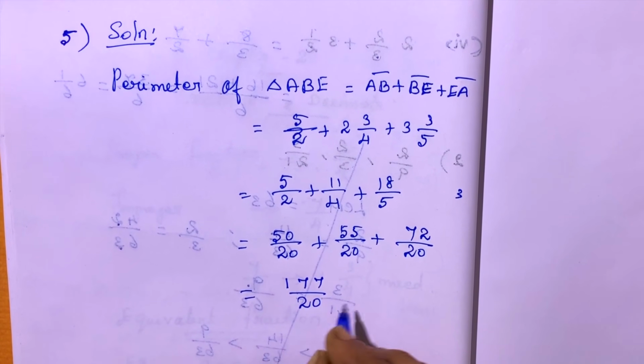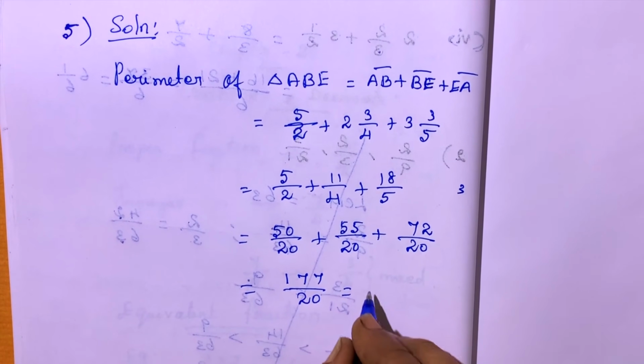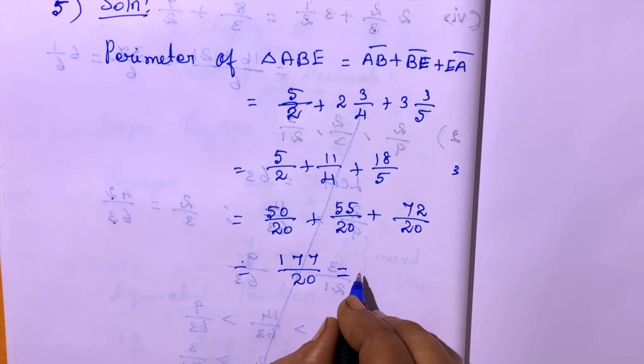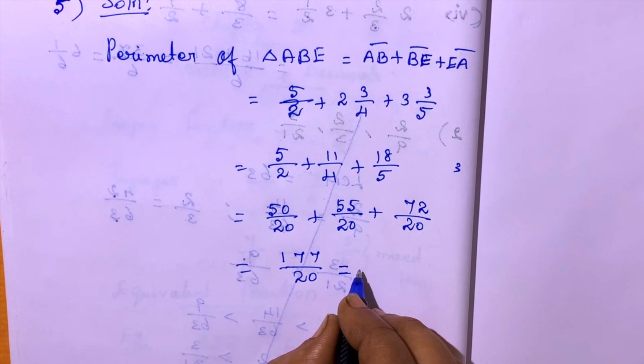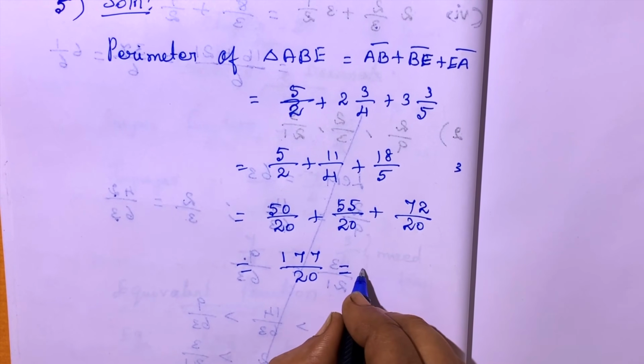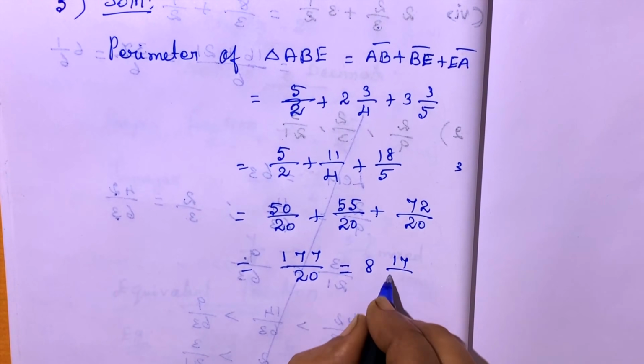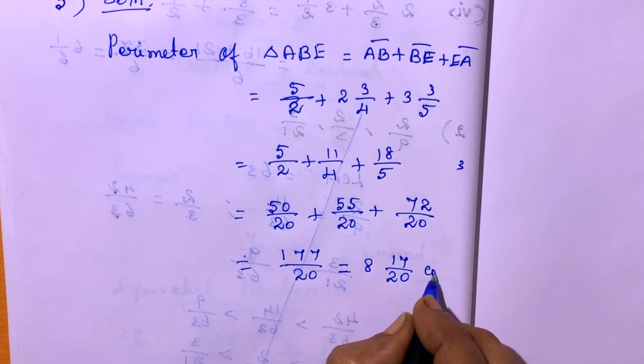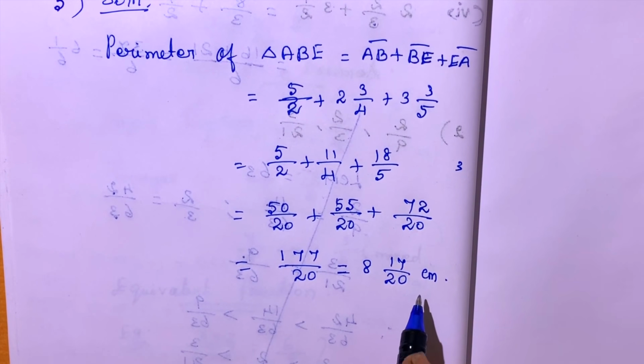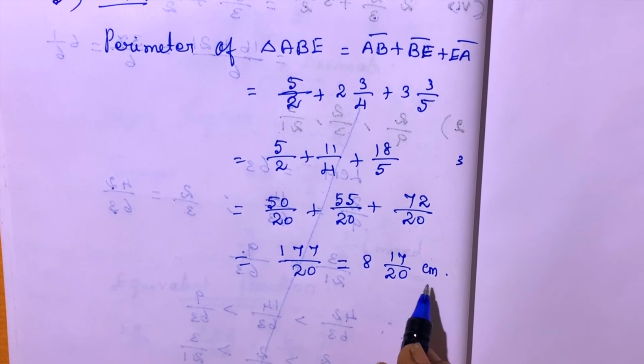by 20. So make it into a mixed fraction, so that easily you can compare. So you will be getting 8 17/20 centimeter. So always, if they have given a unit, you have to write the unit.